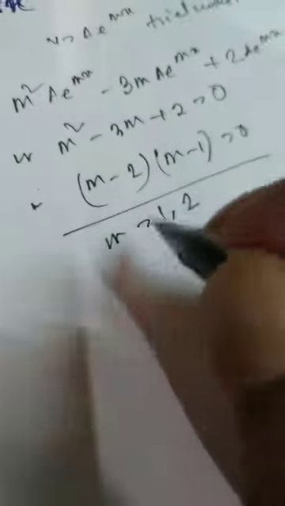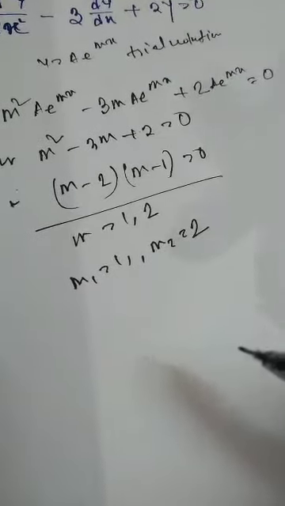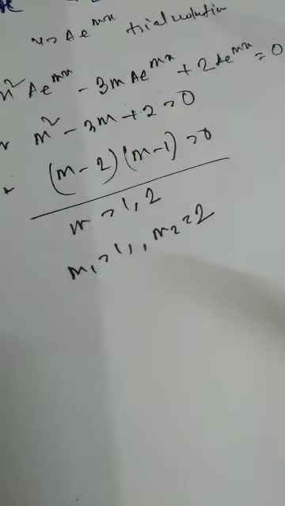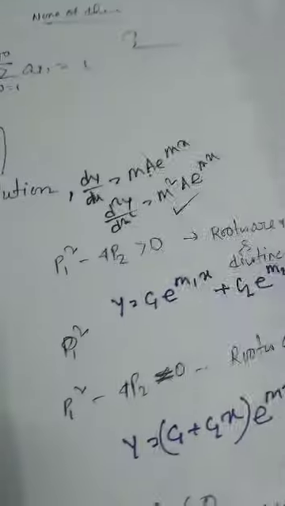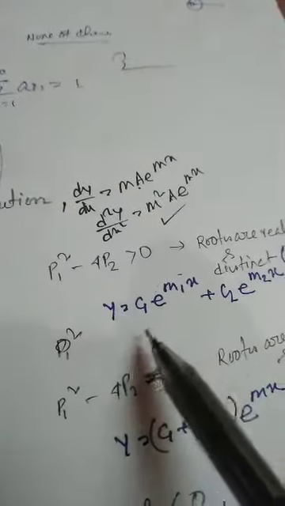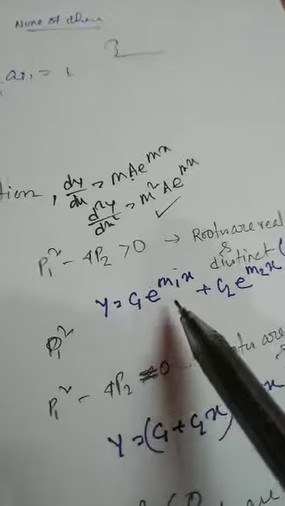So here we can say that the roots are real and distinct. Suppose we say m1 is equal to 1 and m2 is equal to 2. You can choose m1 and m2 by your choice. Here I choose m1 is equal to 1 and m2 is equal to 2. You can also choose m1 is equal to 2 and m2 is equal to 1. Both are correct. So the solution is y = c1 e^(m1 x) + c2 e^(m2 x), where we choose m1 = 1 and m2 = 2.